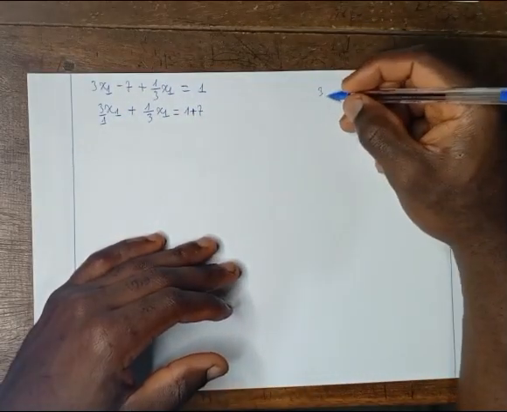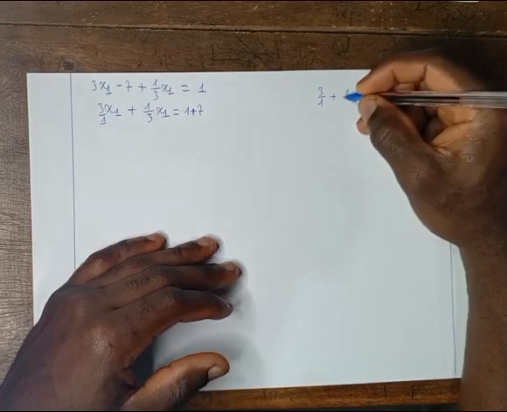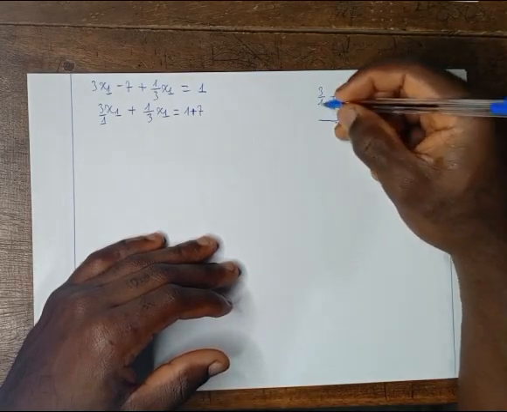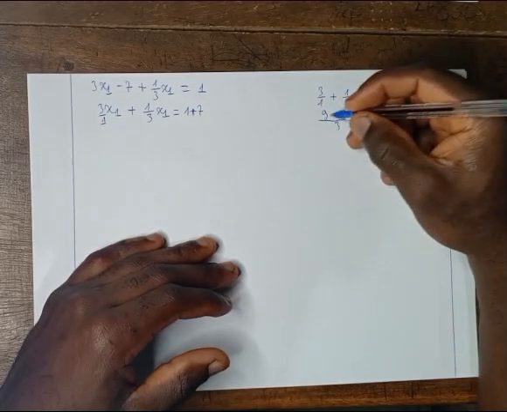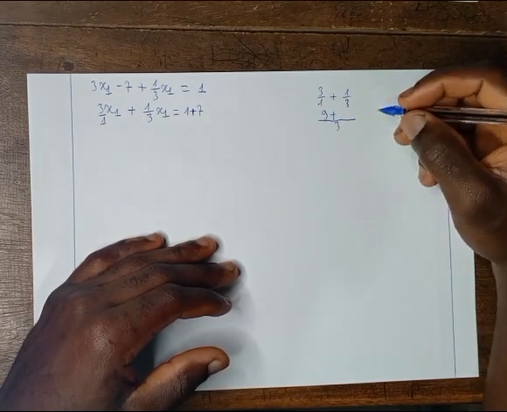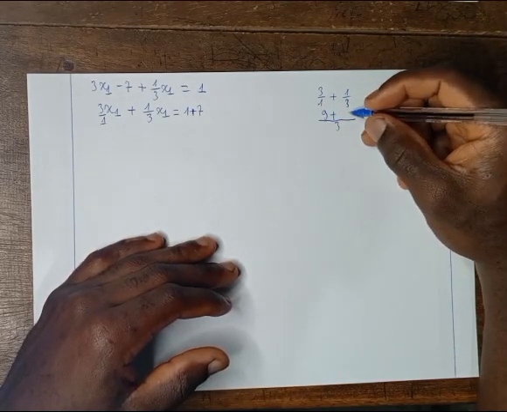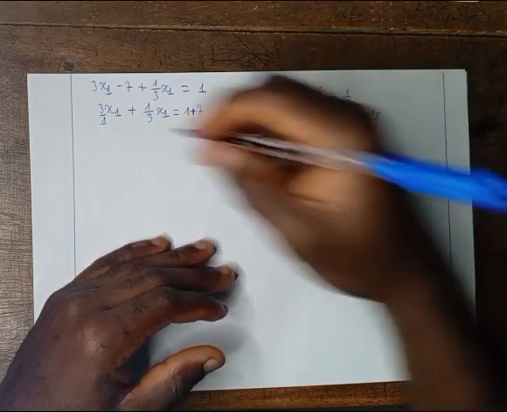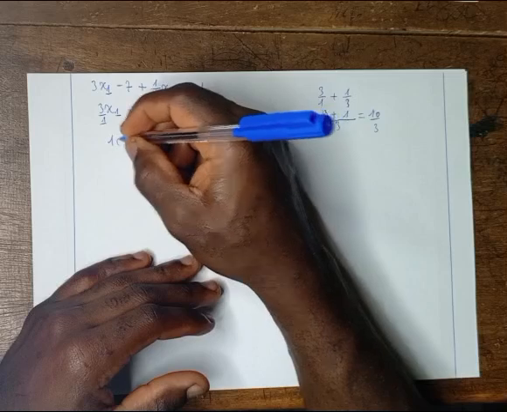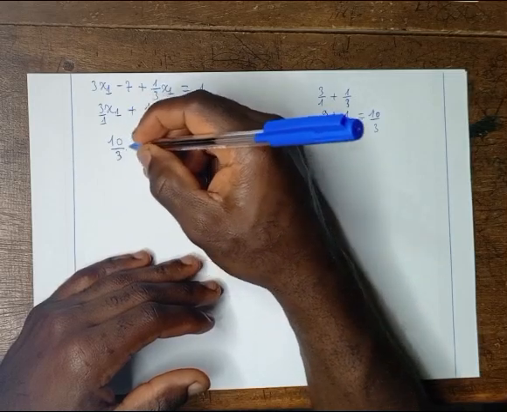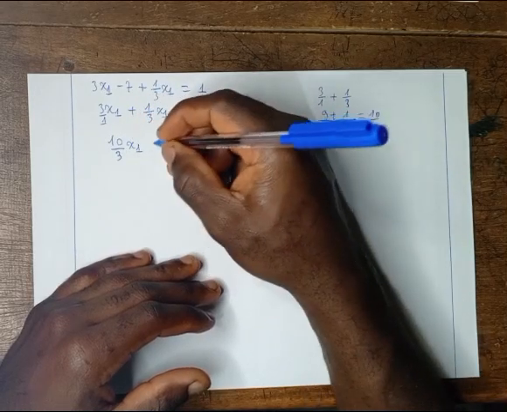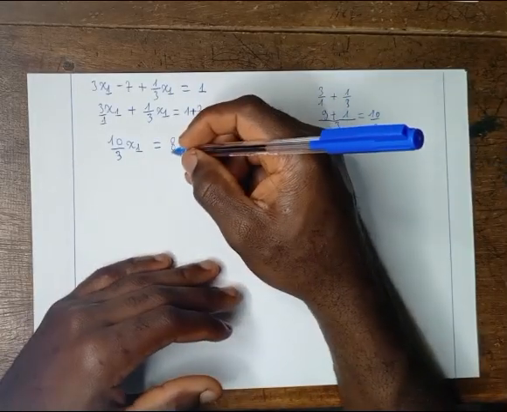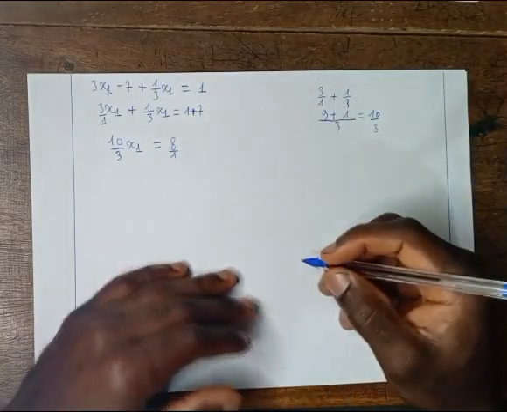We'll be adding 3 over 1 plus 1/3. We find the LCM. The LCM is 3. 3 divided by 1 gives us 3. 3 times 3, 9 plus 3 divided by 3 gives us 1. 1 times 1 remains 1. This will give us 10 over 3 x1 is equal to 1 plus 7 gives us 8. We know 8 here is over 1.